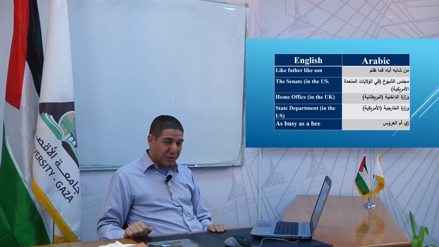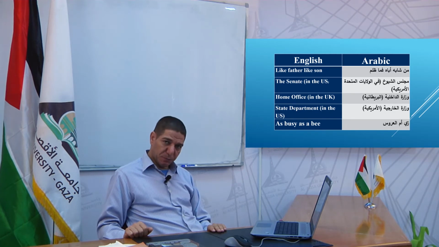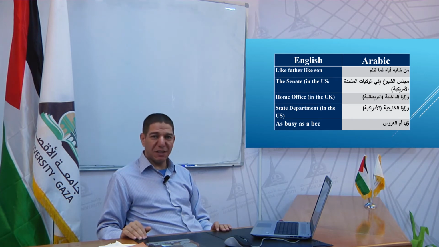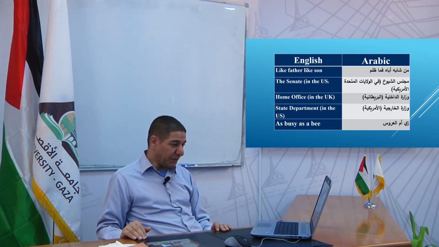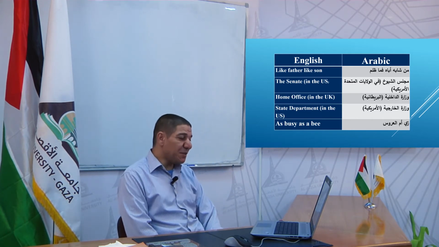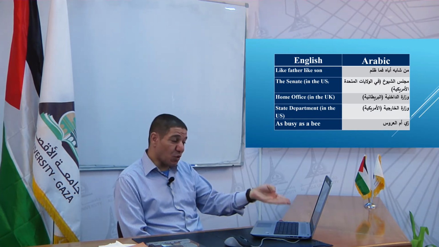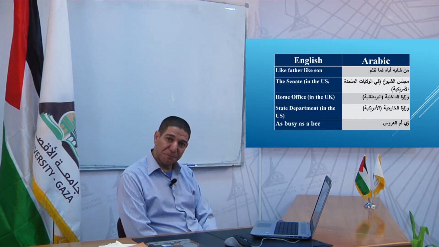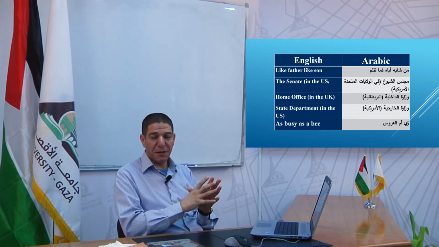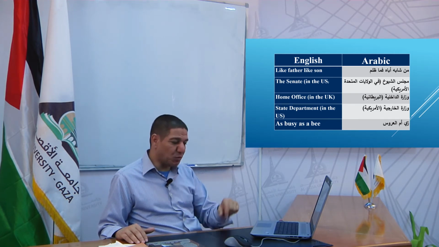In Britain, وزارة الداخلية, Home Office. You make a cultural substitution that stands for the وزارة الداخلية in Arabic. Okay? State Department, وزارة الخارجية الأمريكية. As busy as a bee, زي العروس. Although there is no عروس in the English statement. You have to be careful with these because people can talk differently. Some people would argue that as busy as a bee cannot be زي العروس in Arabic. We'll come to this later.